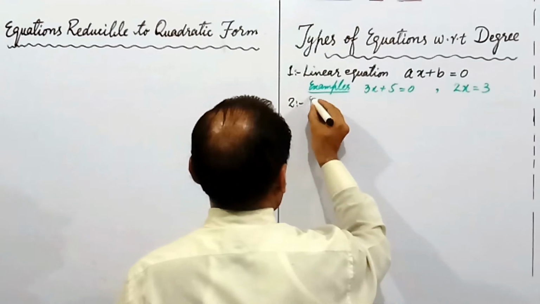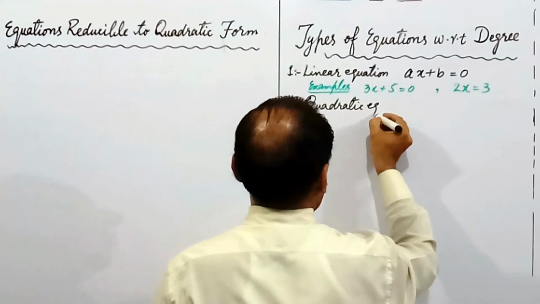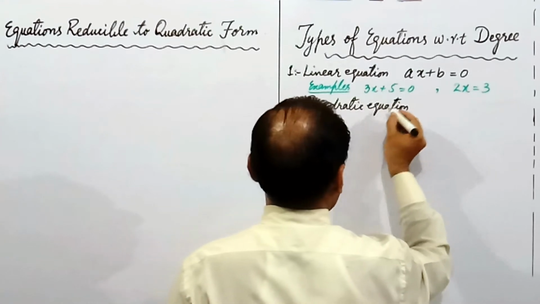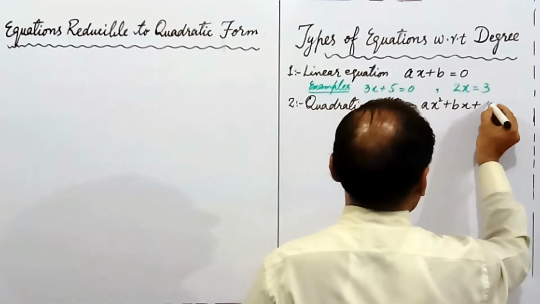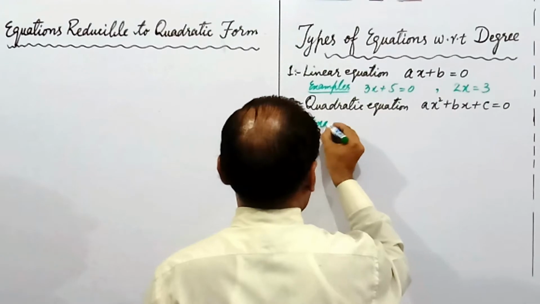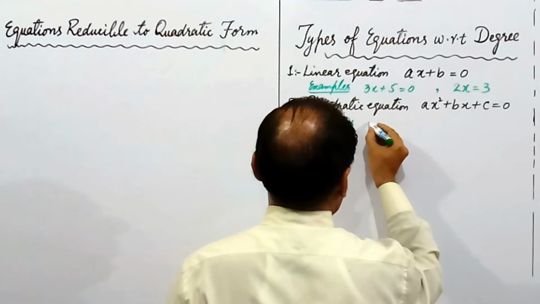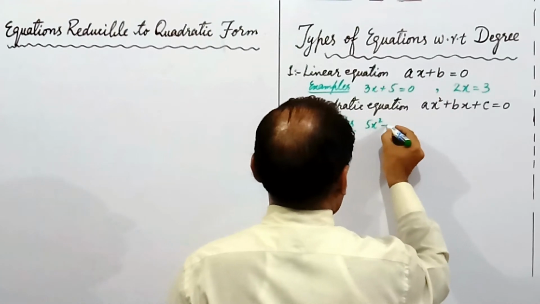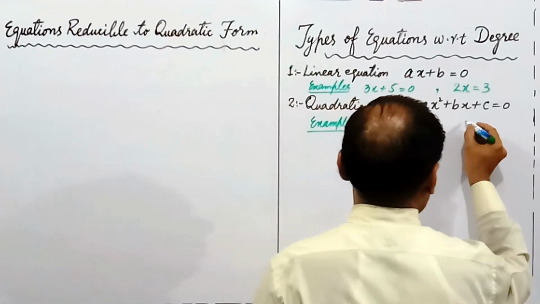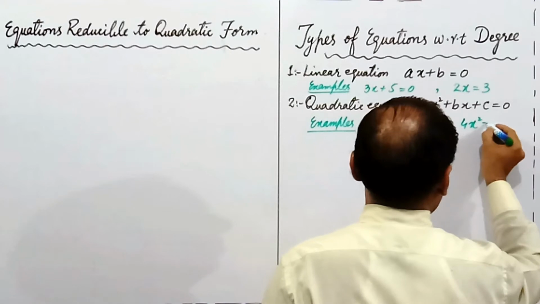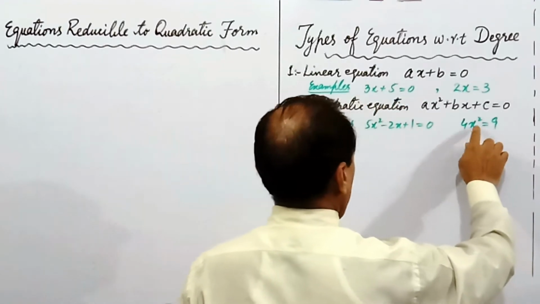Number 2, quadratic equation, that is ax square plus bx plus c is equal to 0. And examples of these are 5x square minus 2x plus 1 is equal to 0, or 4x square is equal to 9 is also a quadratic equation as its highest degree is 2.